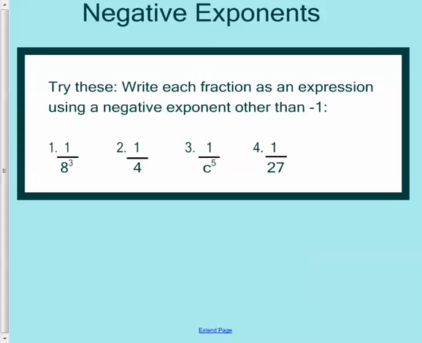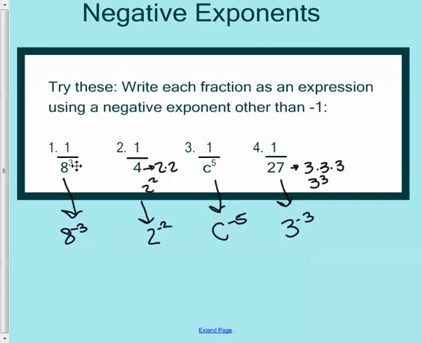All right, try these. Write each fraction as an expression using a negative exponent other than -1. I'll be back in just a second to show you the answers. Okay, grab that red pen again. Okay, an 8 cubed over 1 is really 8 to the negative third power. 4 could be 2 times 2, which would be 2 squared. So 1 over 2 squared is really 2 to the negative second power. 1 over c to the fifth power is really c to the negative fifth power. And 1 over 27 is really 3 to the negative third power, because 3 times 3 times 3 gives you 3 cubed.